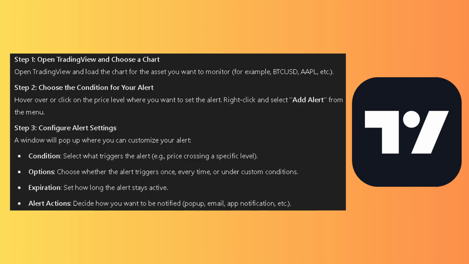Hover over or click the price level where you want to set the alert. Right click and select alert from the menu. Configure alert settings. A window will pop up and you can customize the alert, such as conditions. Set what triggers the alert. This could be price crossing a certain level.